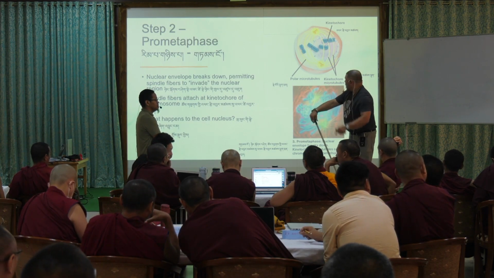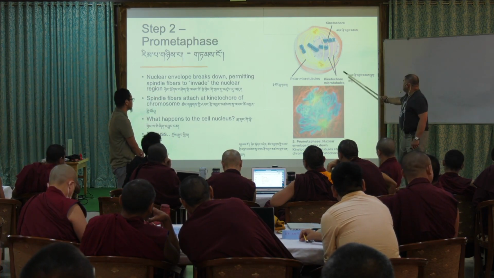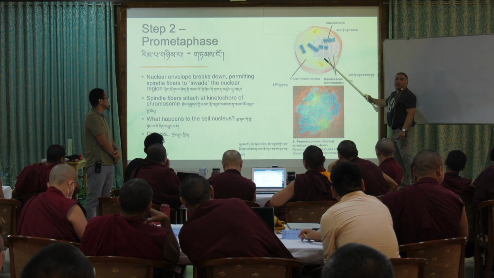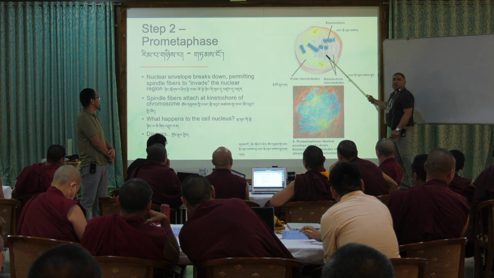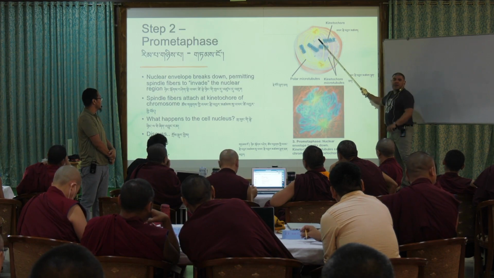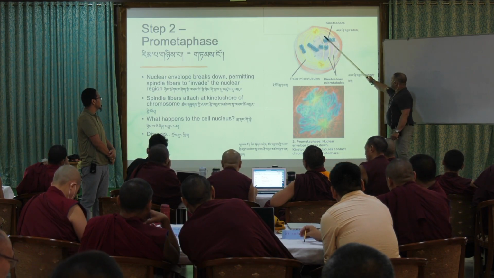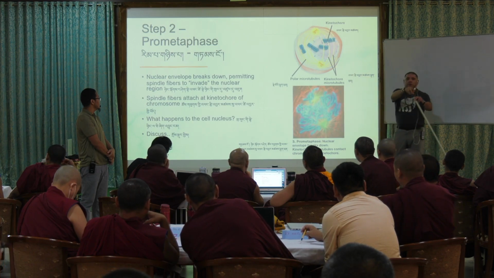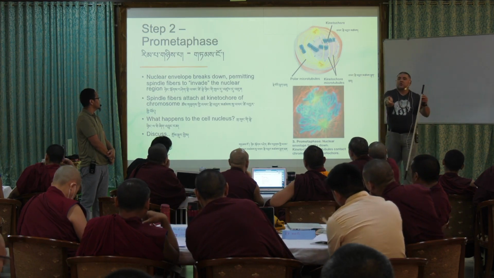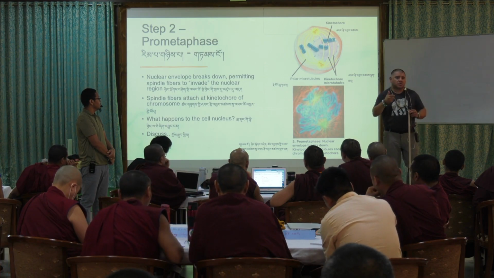That is important. And what about the movement of the spindle fiber apparatus? Could it move if the nuclear envelope was still present? It would not be able to move. So once the nuclear envelope disappears, you could have the spindle fiber apparatus move to the poles of the cell and start to attach at individual chromosomes.